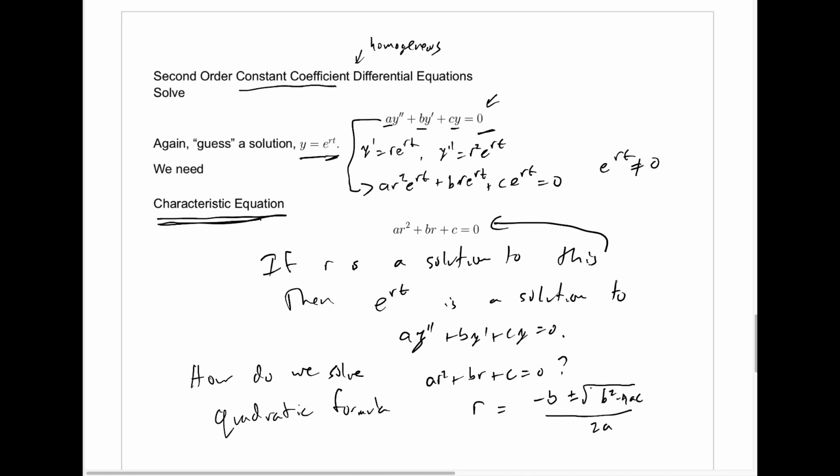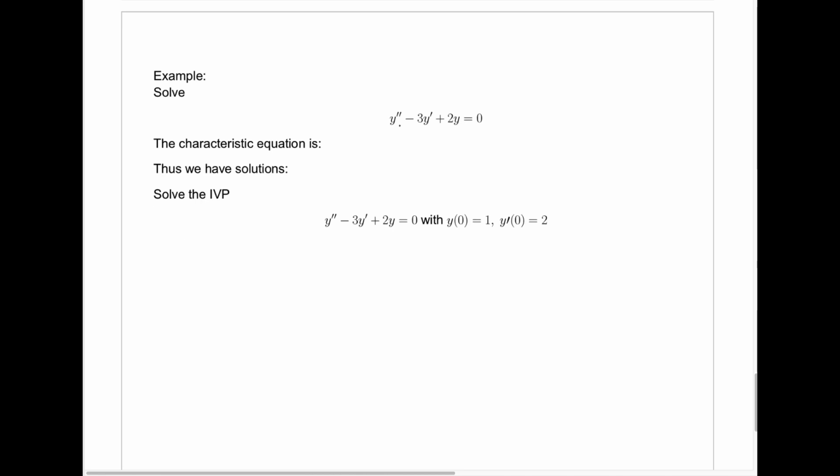But for now, let's just look at an example. Let's say we want to solve this. It's a second-order linear constant coefficient homogeneous differential equation. That's a lot to say, but you want to get used to saying that whole thing. This differential equation, y double prime minus 3y prime plus 2y equals 0, has a characteristic equation which is just r squared minus 3r plus 2 equals 0. We can use the quadratic formula to find the solutions to this equation.